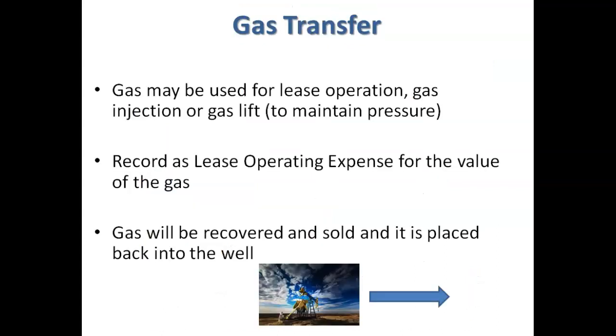You may also have a gas transfer, the transfer of gas between leases. It may be used for lease operation, gas injection, or gas lift to maintain the pressure in the well. It's going to be recorded as a lease operating expense for the value of the gas, and then as it's recovered and sold, it is placed back into the well.